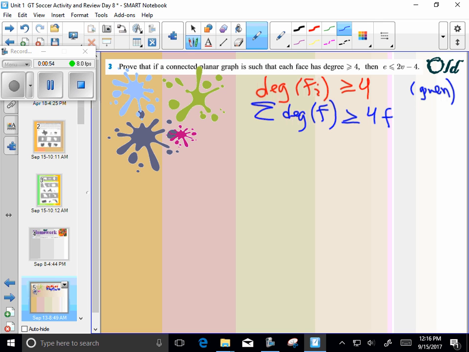So from the given, they're saying that the degree of each face is greater than or equal to 4. If you multiply by the number of faces, you get all of the degrees. Now, we had a way of looking at the sum of degrees of all the faces, like the sum of degrees of all the vertices. It's equal to what? 2e. Because think of a face having an entry and an exit point. That'll make one edge. So this will be 2e, and this is 4f.